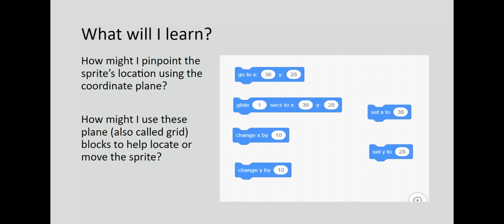There's another one that says change x by a certain amount, change y by a certain amount. That number can be positive or negative. And then there's another two blocks that you might use later. One says set x to, and the other one says set y to. So all of these might come in handy when we're trying to locate our sprite on the coordinate grid and make it move around on the coordinate grid.